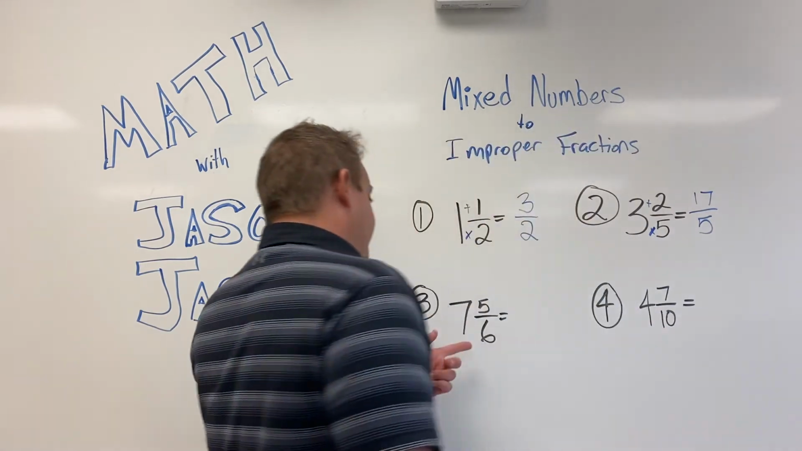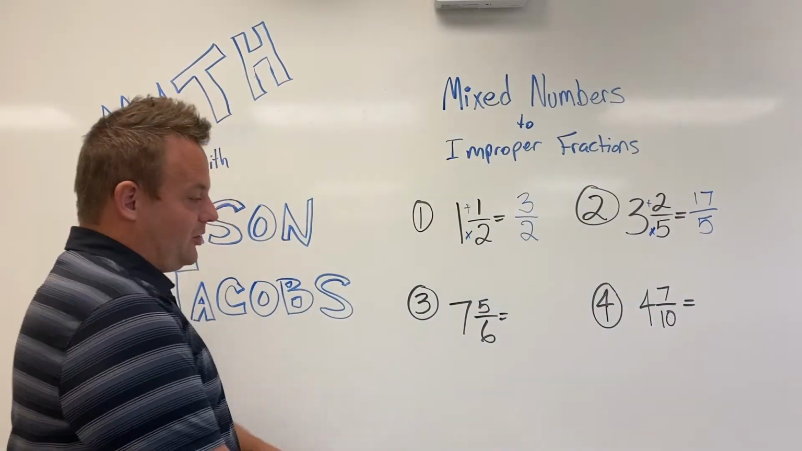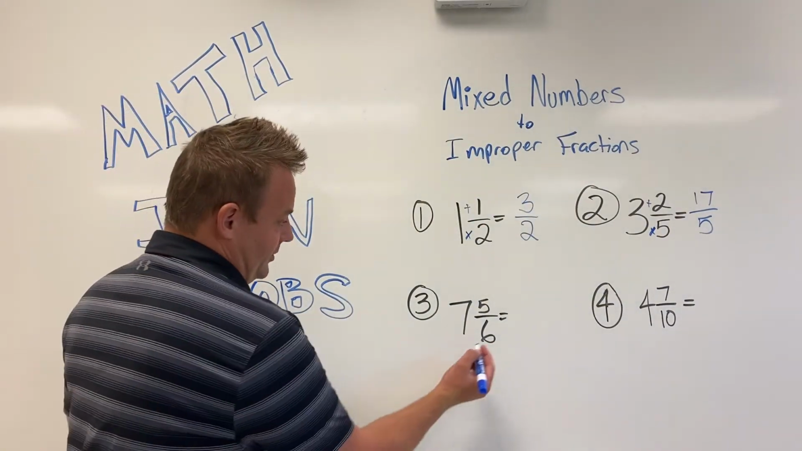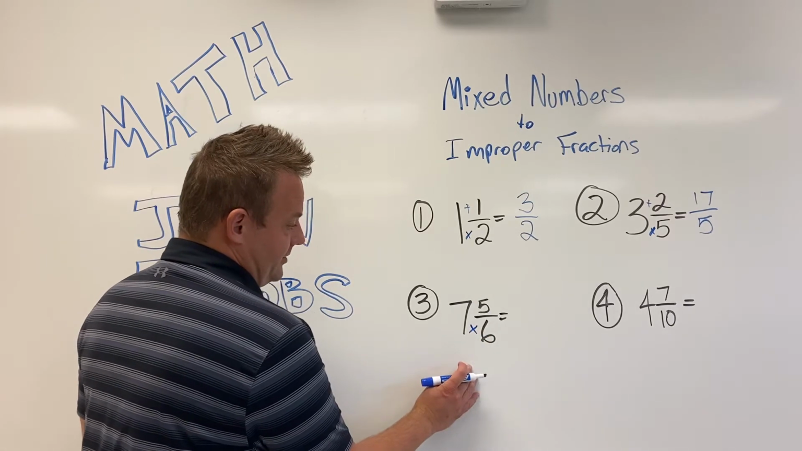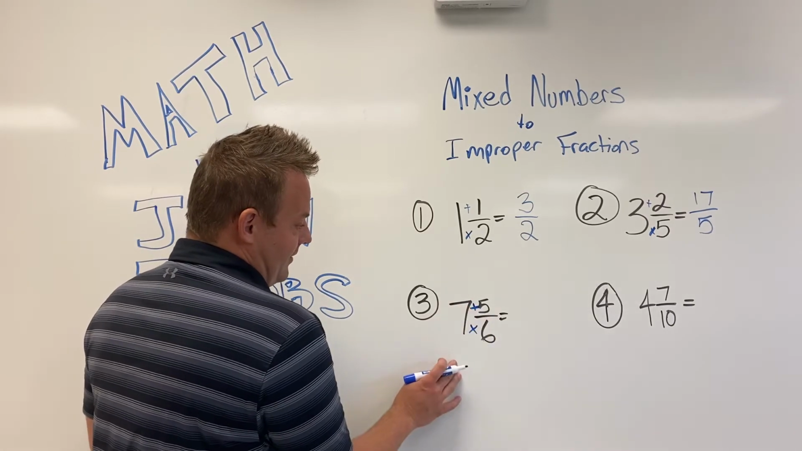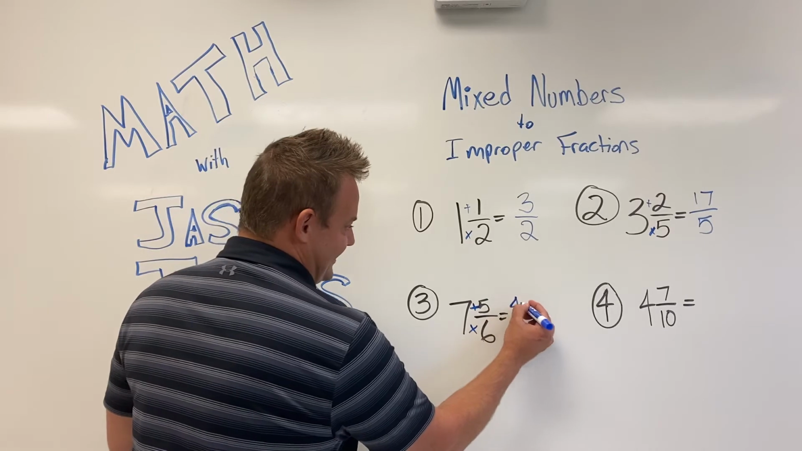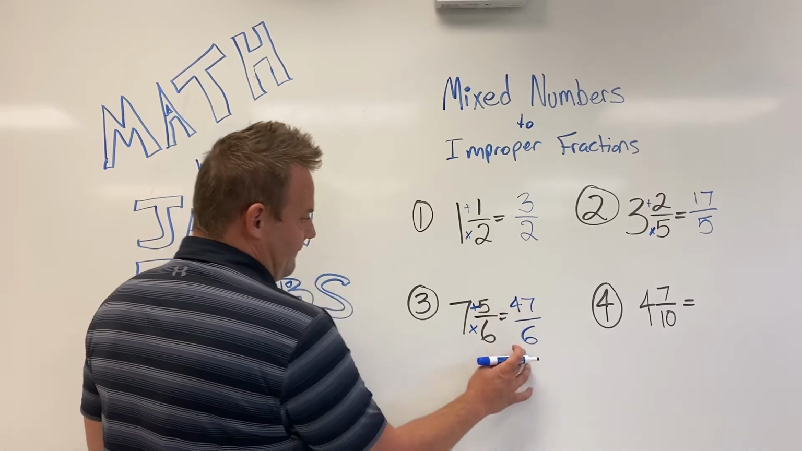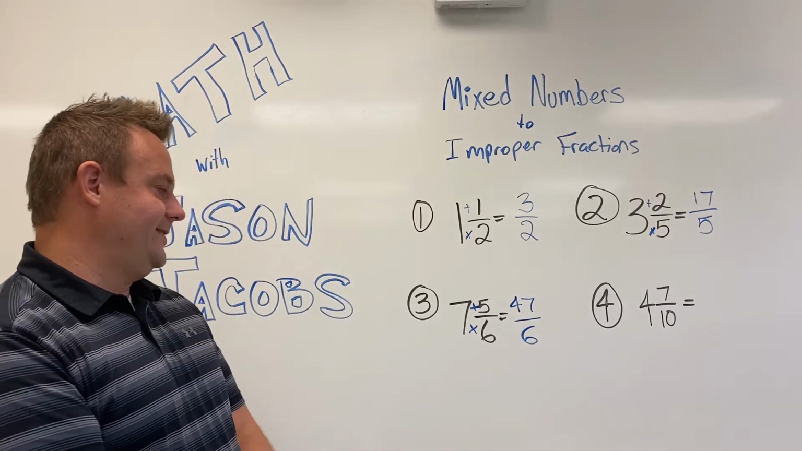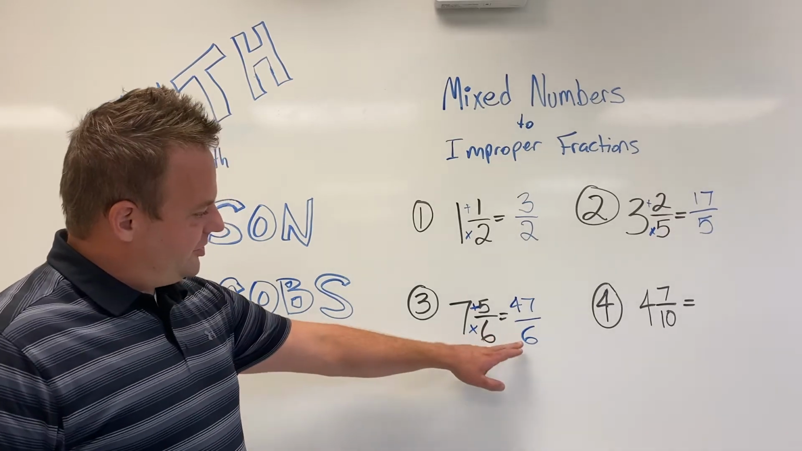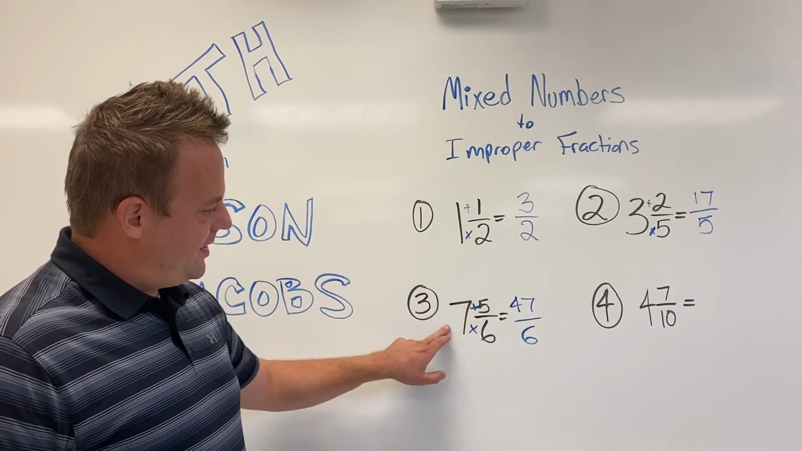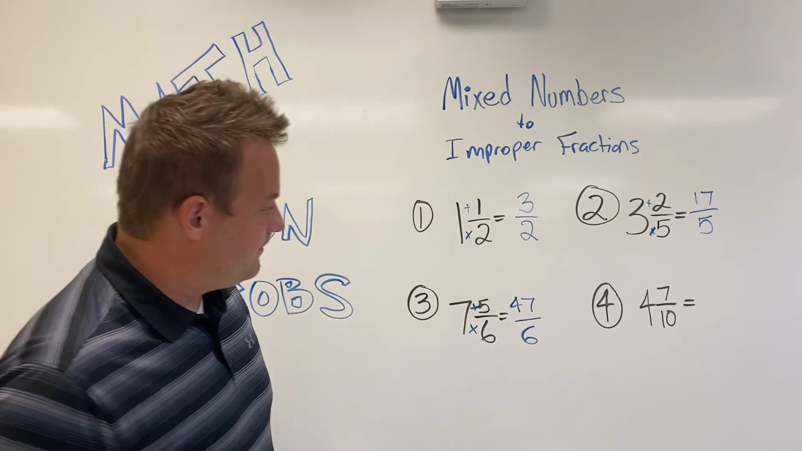Here we go, 7 and 5/6 is the mixed number. Let's convert it to an improper fraction. We go 6 times 7 is 42, plus 5 is 47 over 6. 47 over 6. So 6 goes into 47 7 times with 5 left over out of 6.